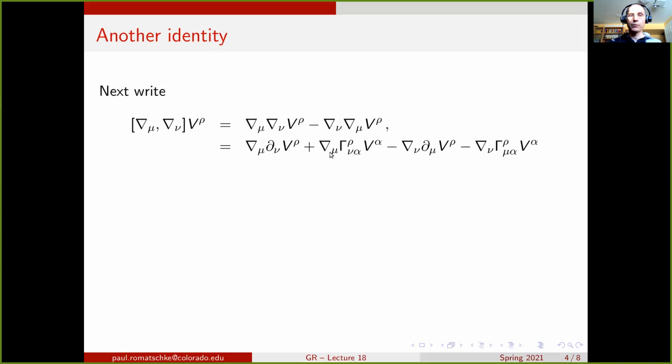Now we still have more covariant derivatives left, so we also want to expand those. In particular, here we get a term that's partial mu, partial nu acting on v rho, and so on and so forth. Many terms.